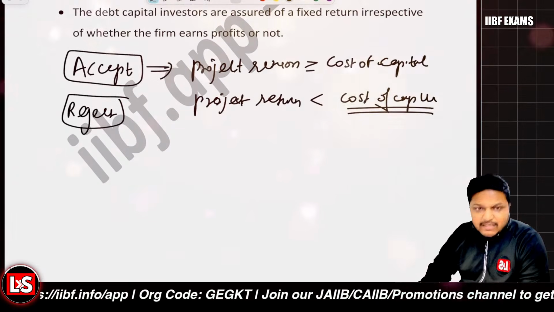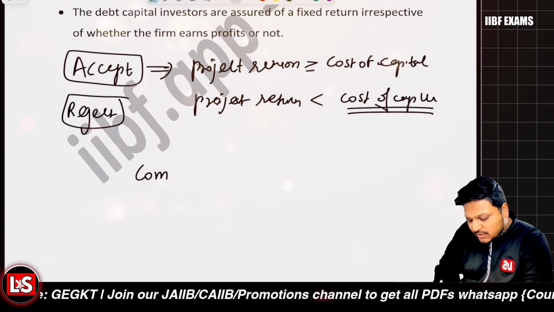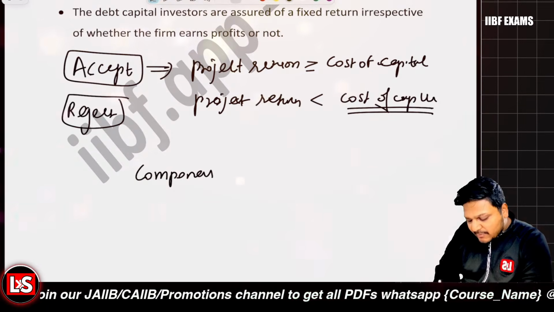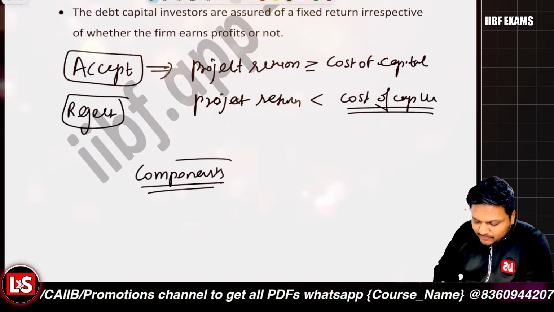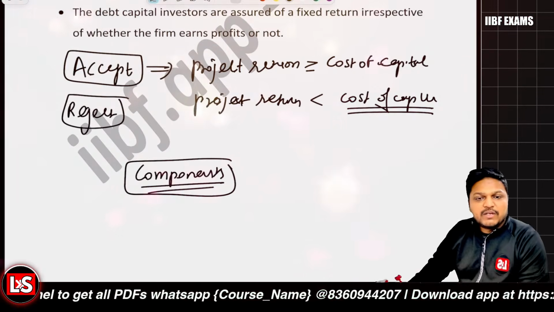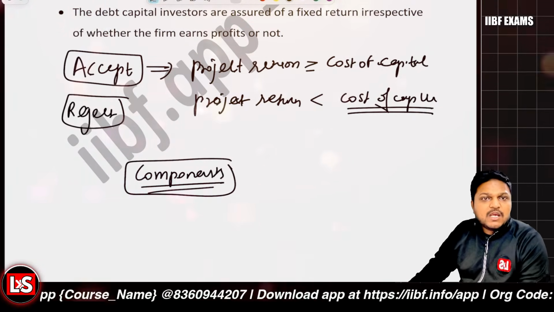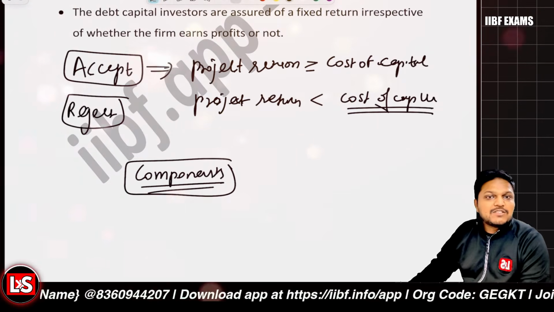Now we have different components under the cost of capital. So it's about the components of cost of capital. Now you know what cost of capital is, right? We are to maintain the market value of the securities. We are to give a return to the debt holders. We are to give a return to the equity holders. Now, after that, it's about the components of the cost of capital.